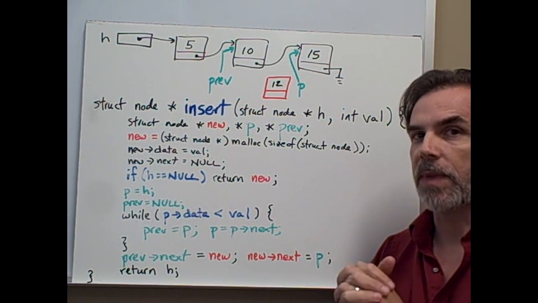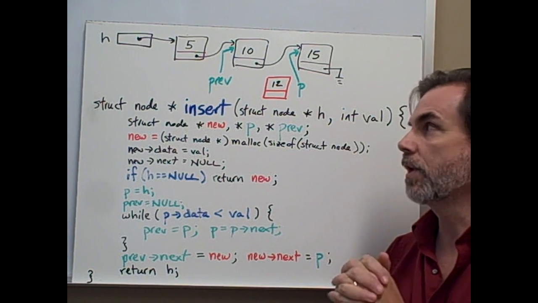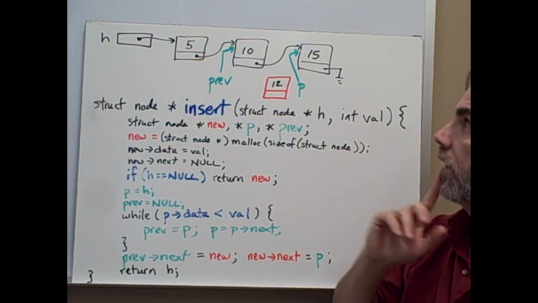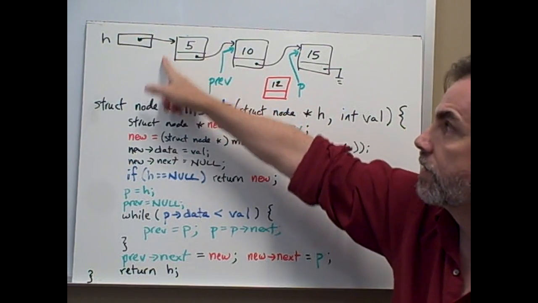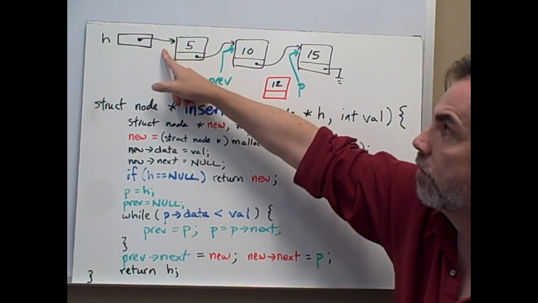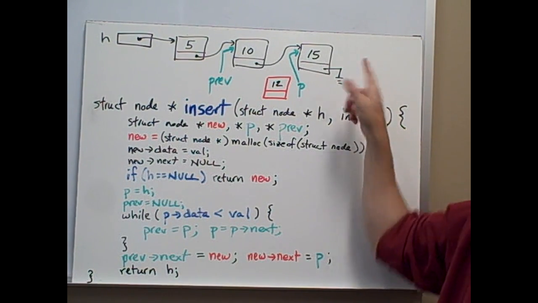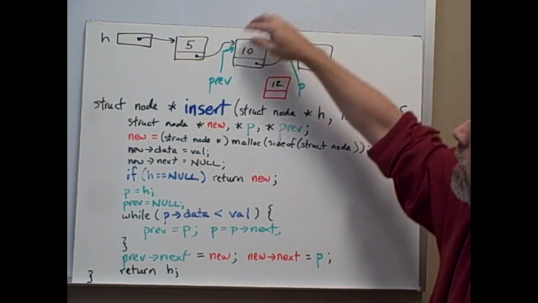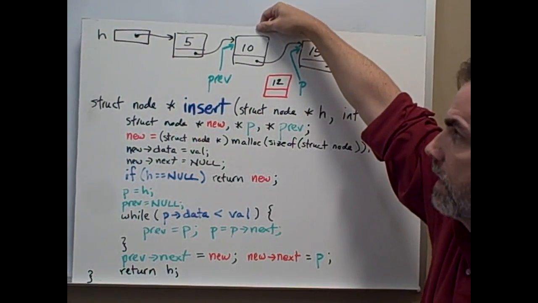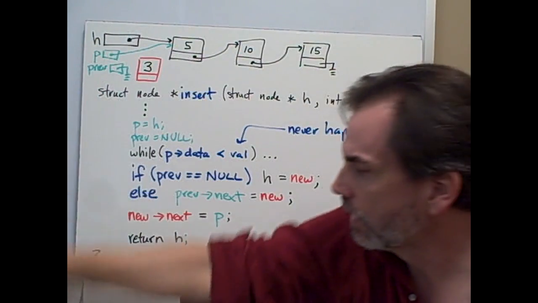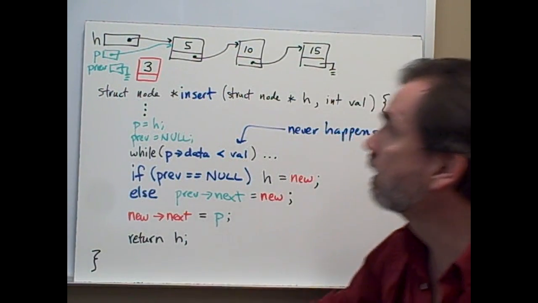However, there are a couple of special cases that we need to worry about. Number one, what if we insert our value here before the head of the list? And number two, what if we have to insert the value at the tail of the list? Let's look at those special cases and see if there's anything we need to change about the code.